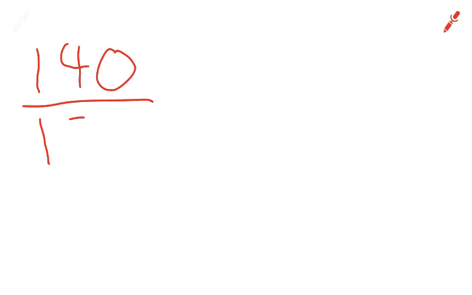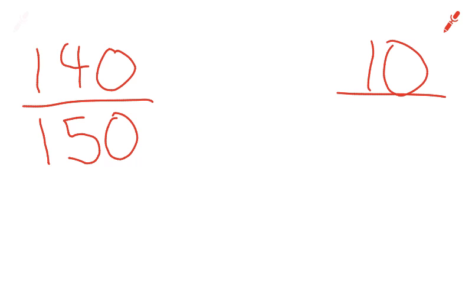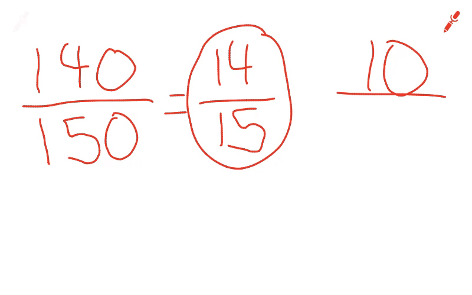F, oh, we're getting way bigger now. 140 over 150. This one's pretty easy. I remember the divisibility rule for 10 is if the numbers end in 0. And they both end in 0, so we're good on that one. 10 goes into 140 14 times. 10 goes into 150 15 times. So 14 over 15 is our reduced fraction.